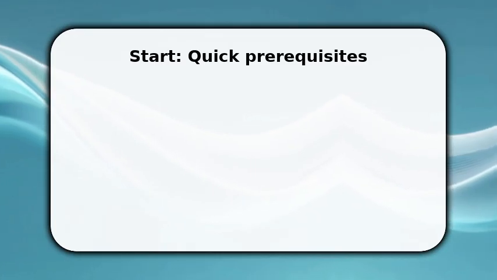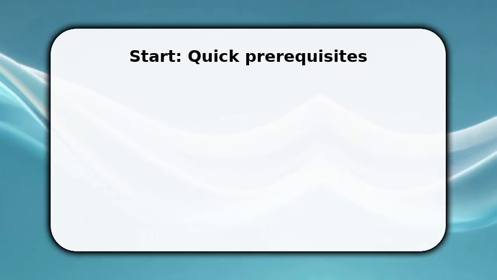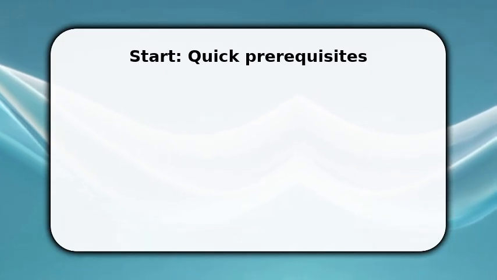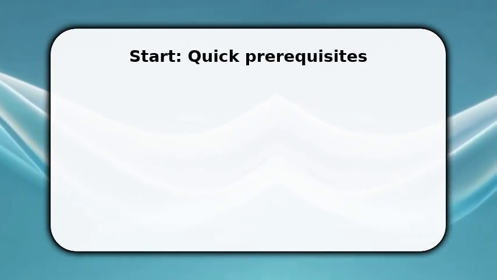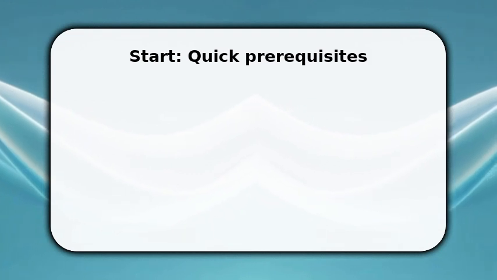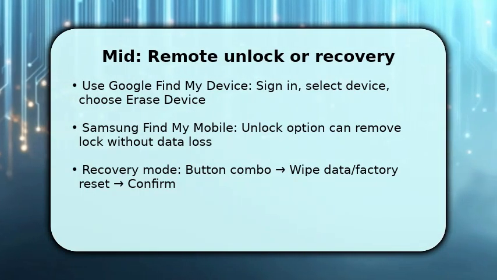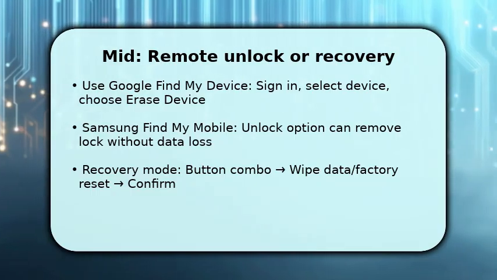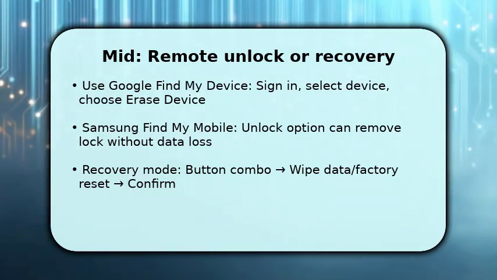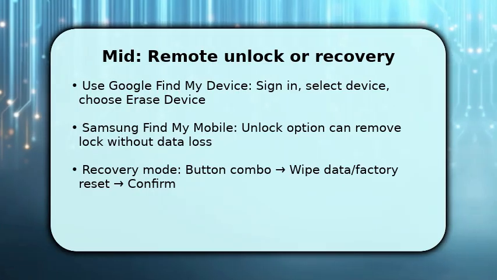If that option is missing, move straight to remote tools like Find My Device or boot to recovery. Make sure you have account sign-in details ready before resetting. Once you opt for remote recovery, sign in to Find My Device on another phone or PC and choose the target device. Use lock or erase to remove the pattern.